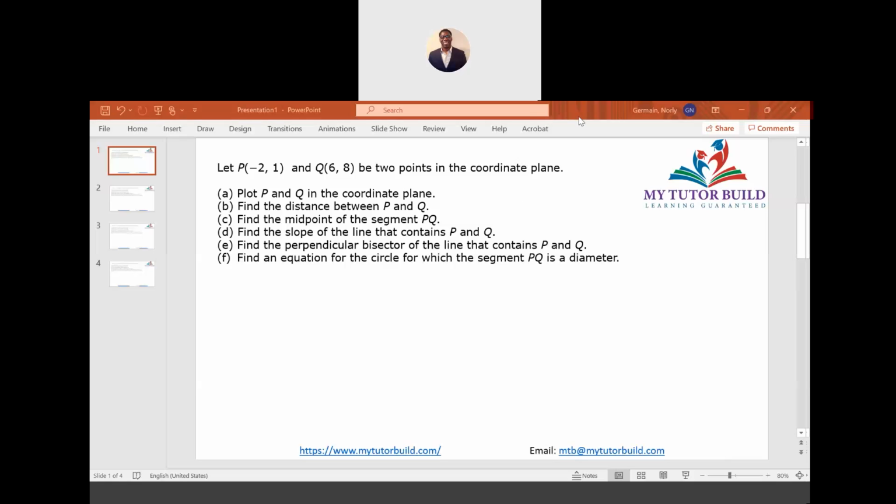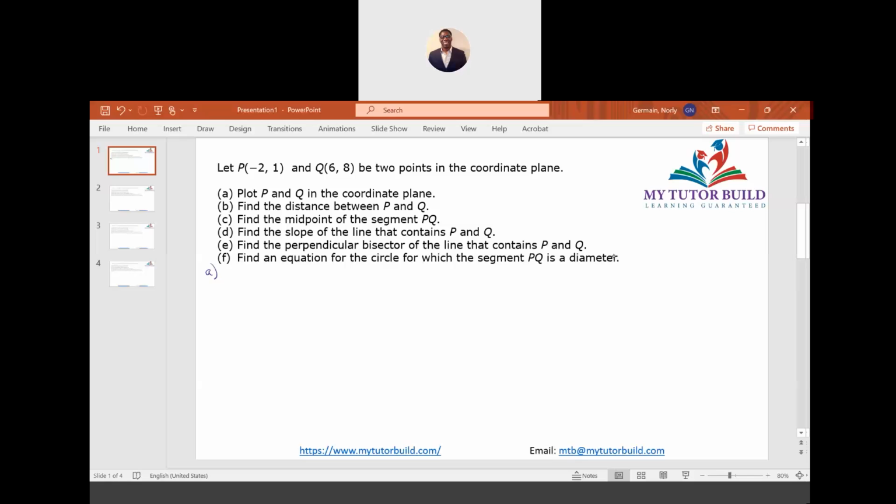In this video, we're going to solve a problem that includes the slope of a line and the point-slope form of the equation of the line. Of course, we're going to find the equation of the line, find the distance between 2 points, the midpoint between 2 points, and the perpendicular bisector of the line that contains these 2 points. And we're going to conclude with finding the equation of the circle for which the segment of these 2 points is a diameter. Okay, so the first question we're going to answer is looking for the 2 points.